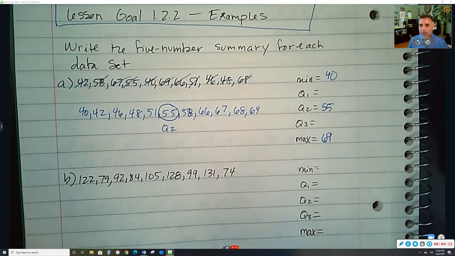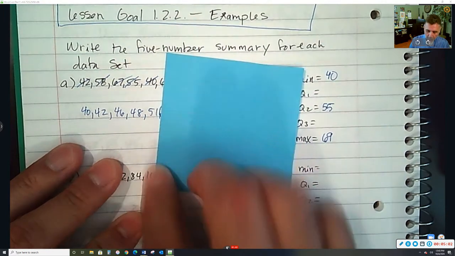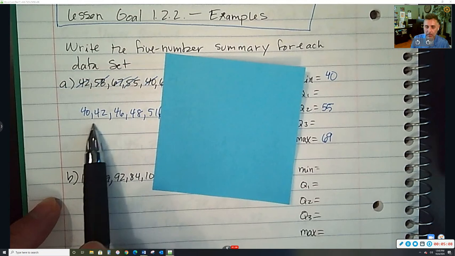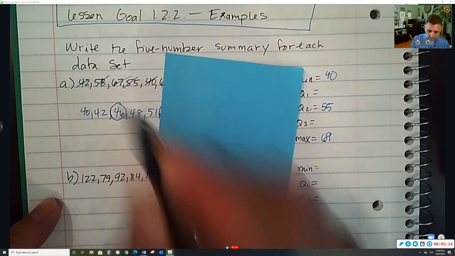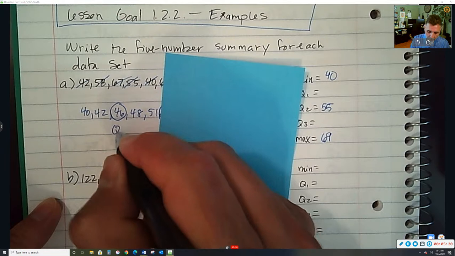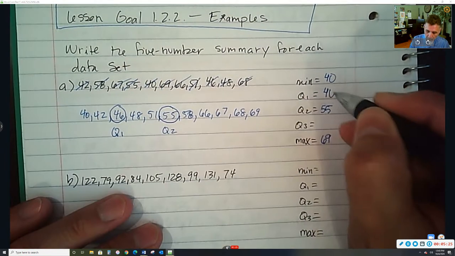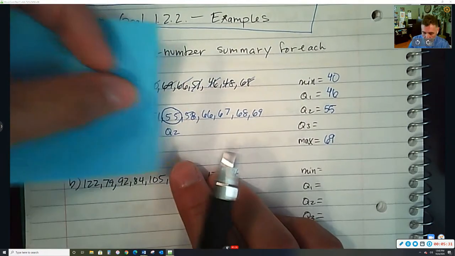So then again, remember from the last set of notes, whenever you're going to find Q1 and Q3, Q1 is the middle of the lower set of numbers. So I'm going to cover up where my middle is. And I know this is the lower half of my numbers. 1, 2, 3, 4, 5. So I know this is in the middle because there's 2 over here and there's 2 over here. So that's my Q1. Okay. That's 46.